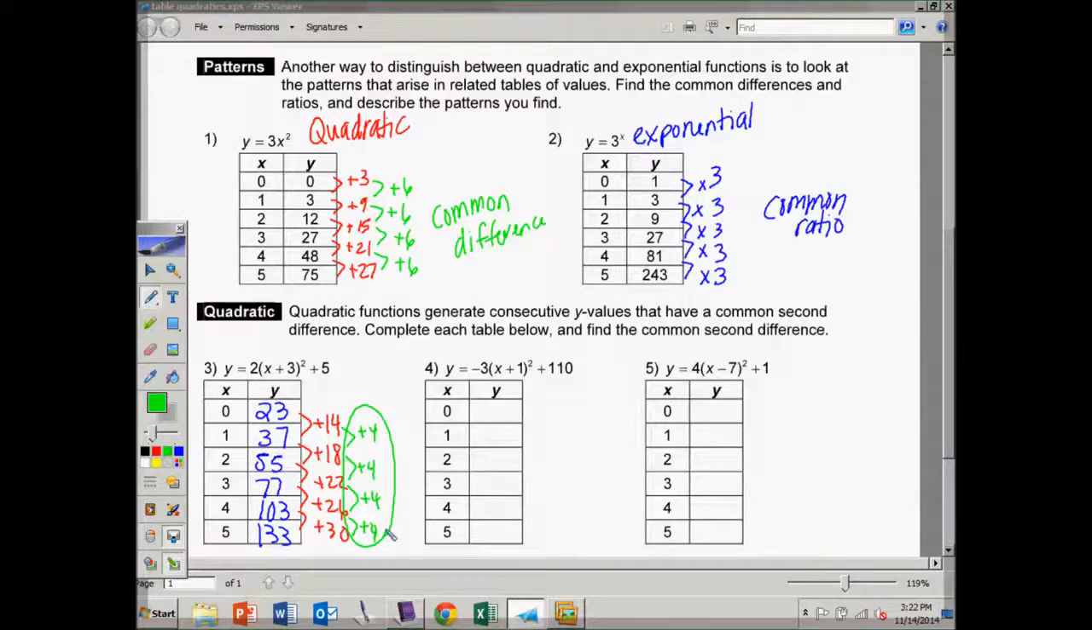0 plus 1 is 1. 1 times negative 3. Oh, yeah, 1 plus 1 is 2. 2 squared is 4. What's negative 4?